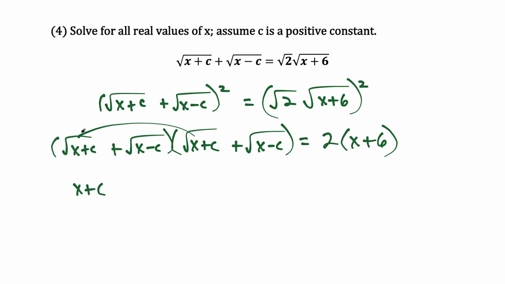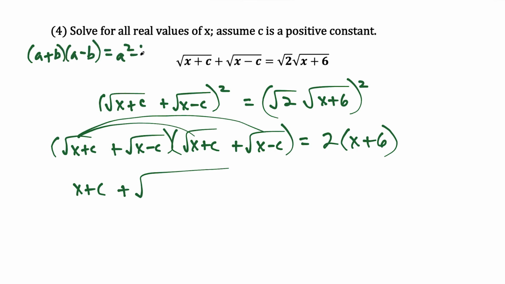And then we have next, we're multiplying these two. So we have plus the square root of, and we've got x plus c times x minus c. So we might recognize this once again. We have a plus b times a minus b equals a squared minus b squared. So I could write the product under here, x plus c times x minus c, as x squared minus c squared.